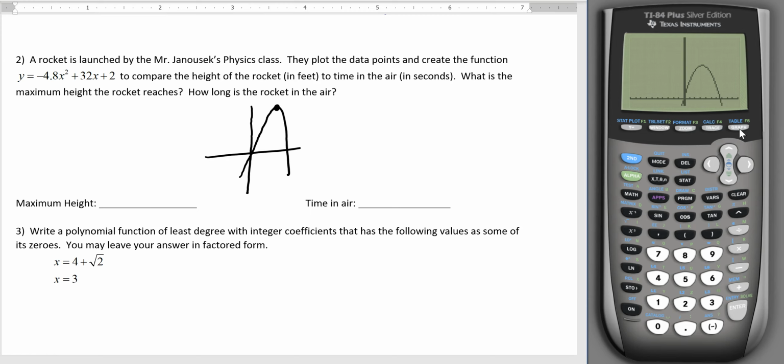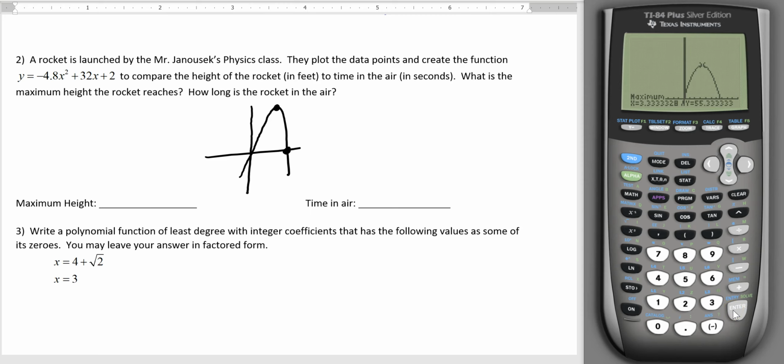And remember, any point that I'm going to use, I need to label. The maximum height I'll get from my vertex. So let's find that vertex. So I'll do second, calculate. I want to find the maximum. Press enter. My left bound, so I need to go to the left of the maximum. Press enter. My right bound, I need to go to the right of the maximum. Press enter.